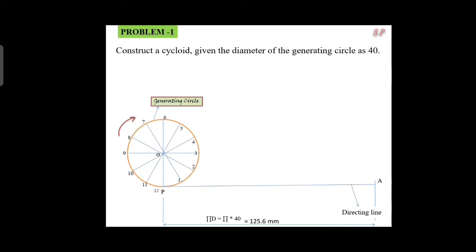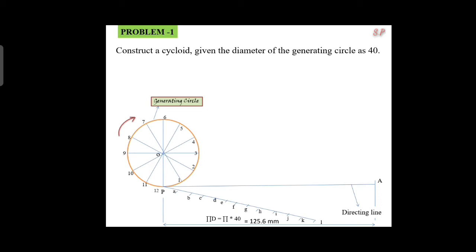And next we are going to divide the directing line also into 12 parts. PA is the straight line. We are going to divide the straight line PA into 12 equal parts. By using the line dividing method, you divide the line PA. From the point P, draw any inclined line. On that line, you mark 12 equal distances. So this is point A, and next B, and next C, and next D, next E, like that you divide the line into 12 equal parts.